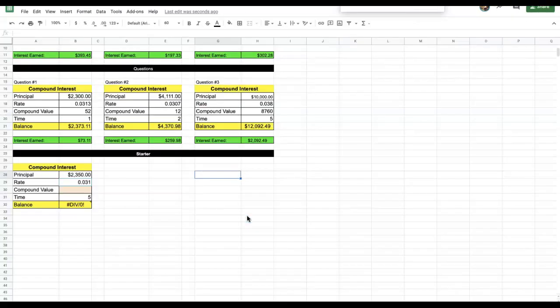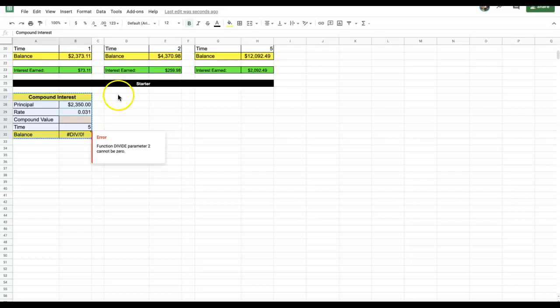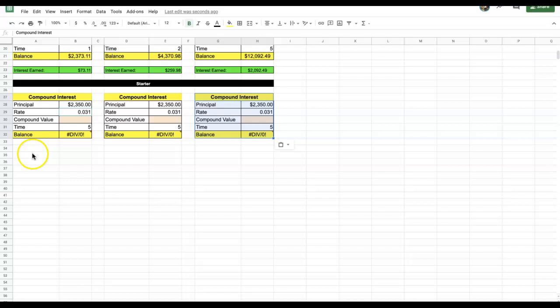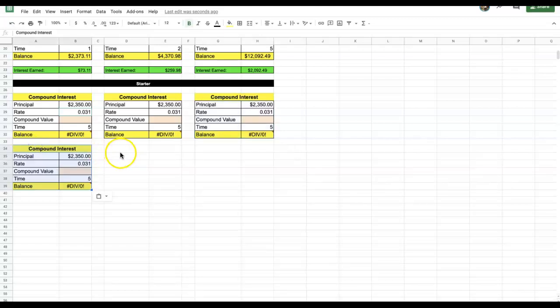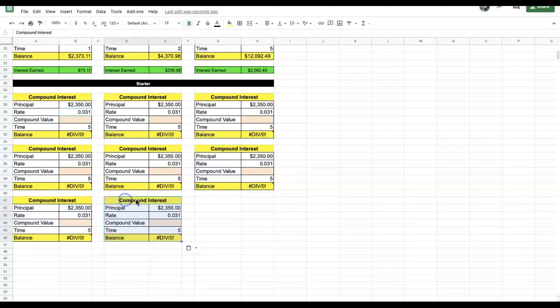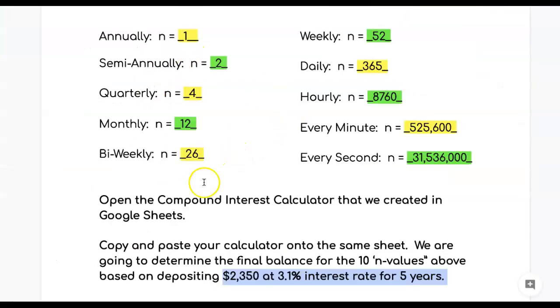So now I'm going to make 10 copies of this just to save myself time. So I'm going to copy A27 down to B32. I'm going to paste a 10th one. So I have 10 of them there now, because there are 10 n values up here.